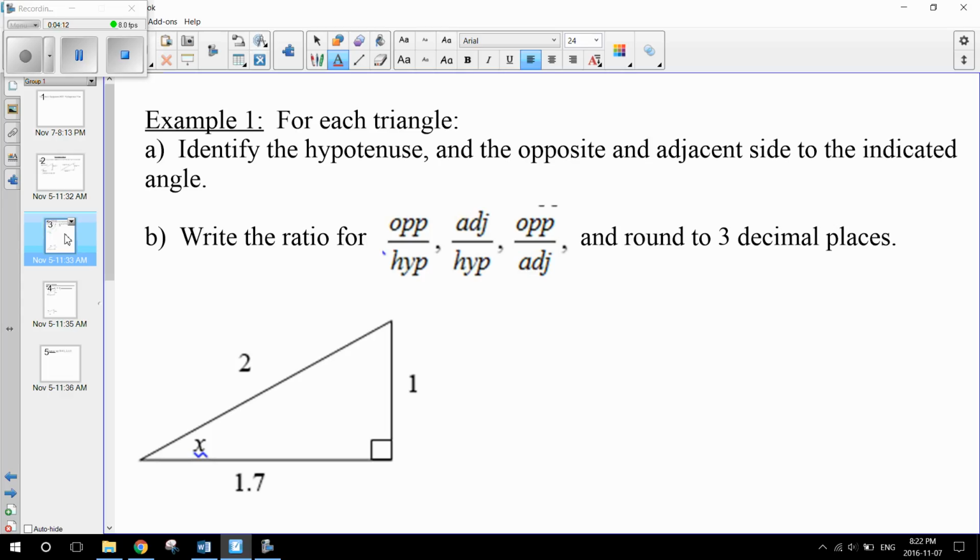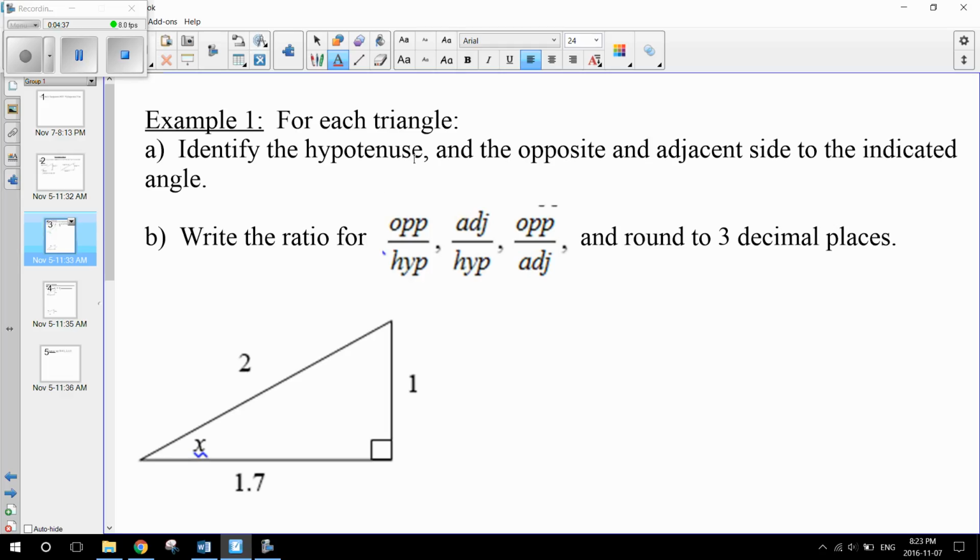So we're going to take a look at the first example. In this first example, we're going to identify the hypotenuse in our triangle. We're going to identify which side is opposite and which side is adjacent, depending on the indicated angle. And in that case, that's just the angle that has the x sitting in that corner of that triangle. So let's do that first in this triangle here. We need to label our hypotenuse, opposite, and adjacent.